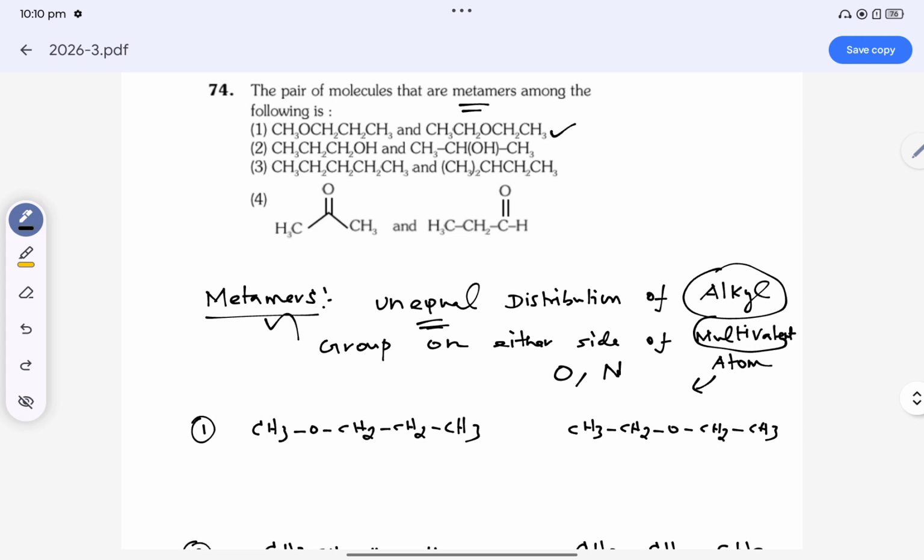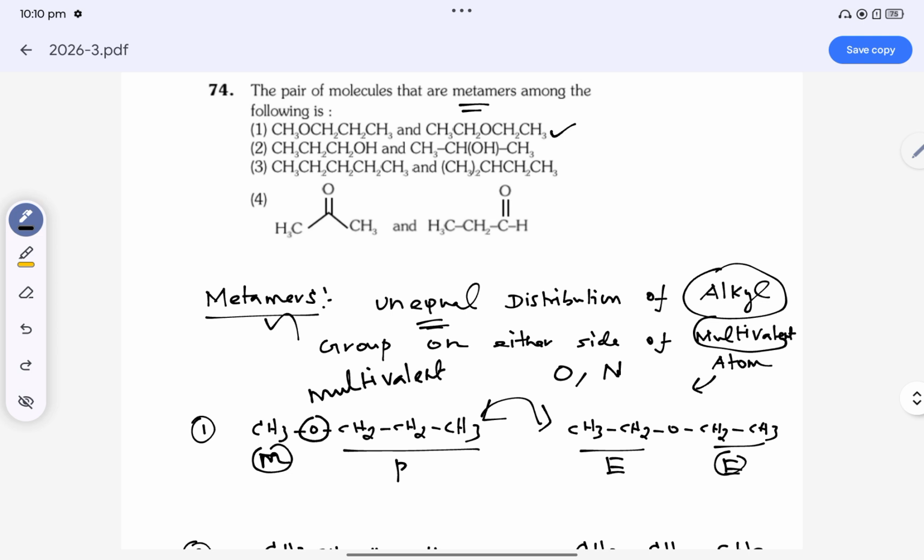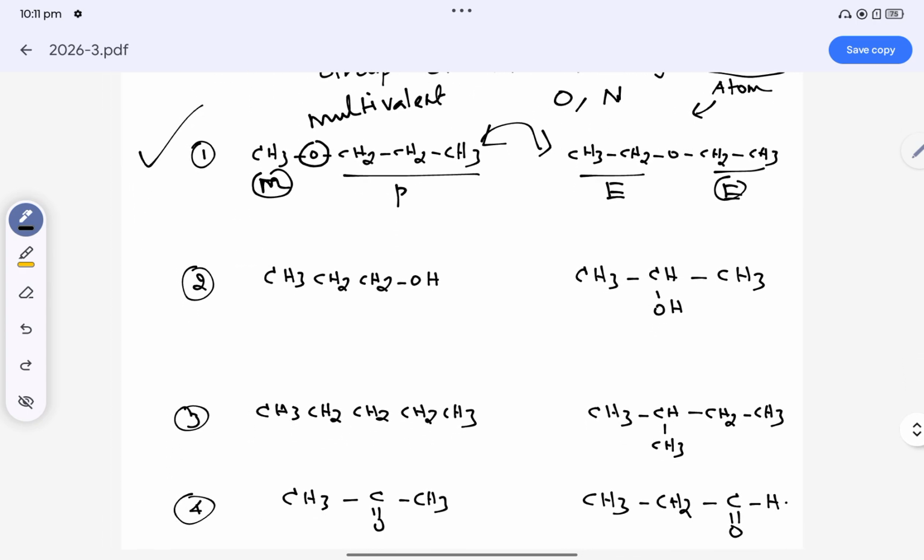The first, option 1, is taken. Here we have unequal distribution. Here we have a propyl group and here a methyl group; here an ethyl group and here also an ethyl group. So both have the same molecular formula but unequal distribution of alkyl groups. Oxygen is the multivalent atom. So the metamer condition is satisfied for option 1. Now we go to check the further options.